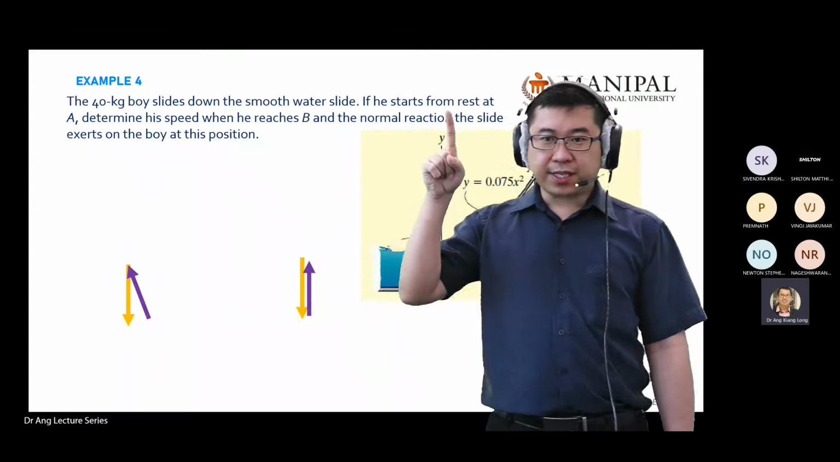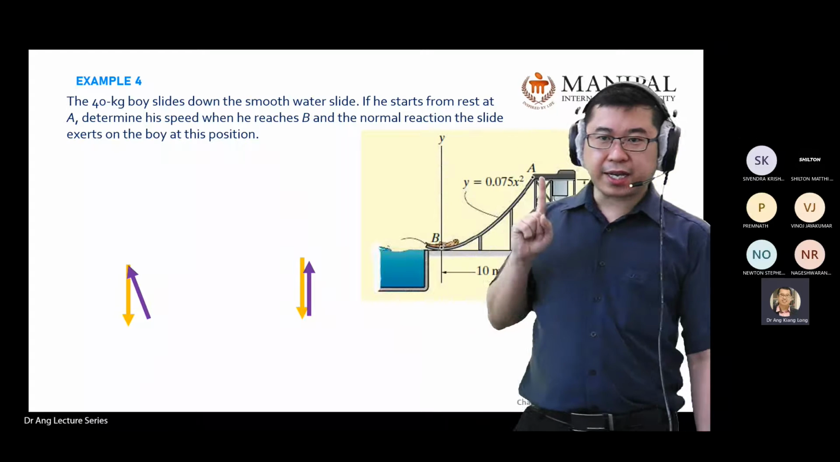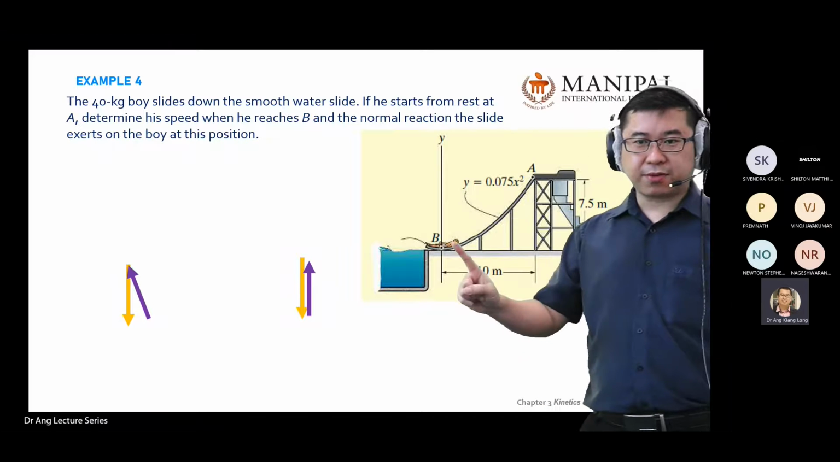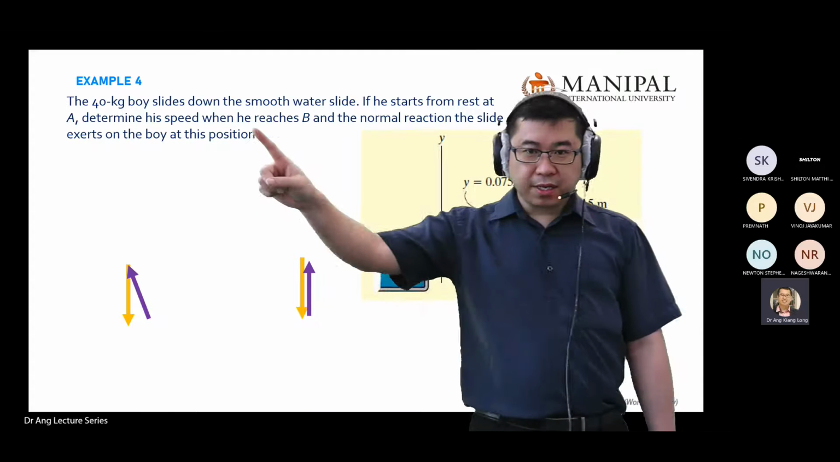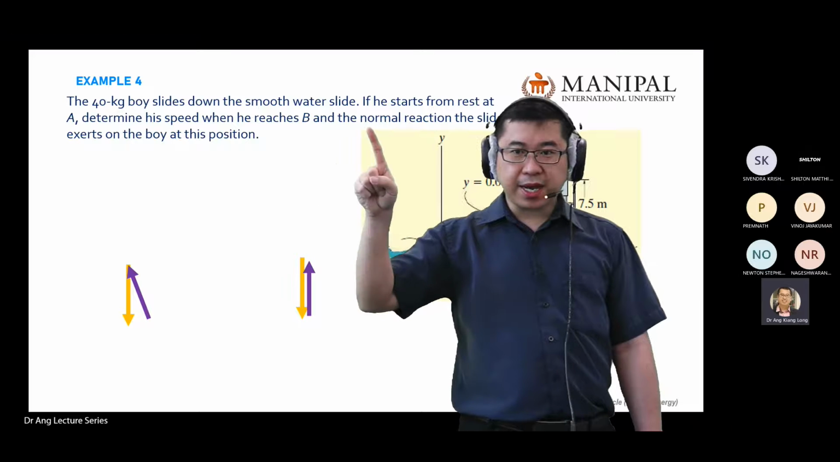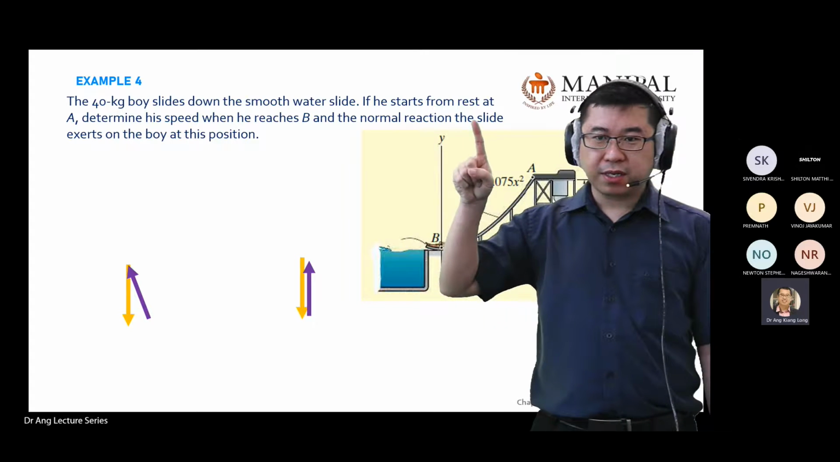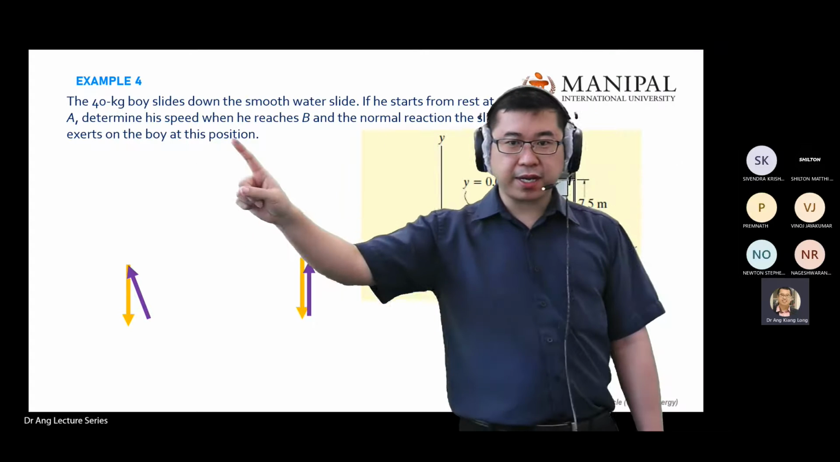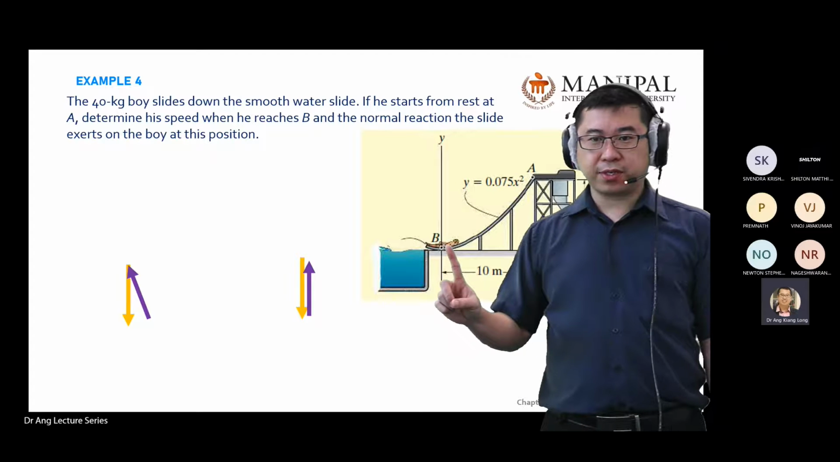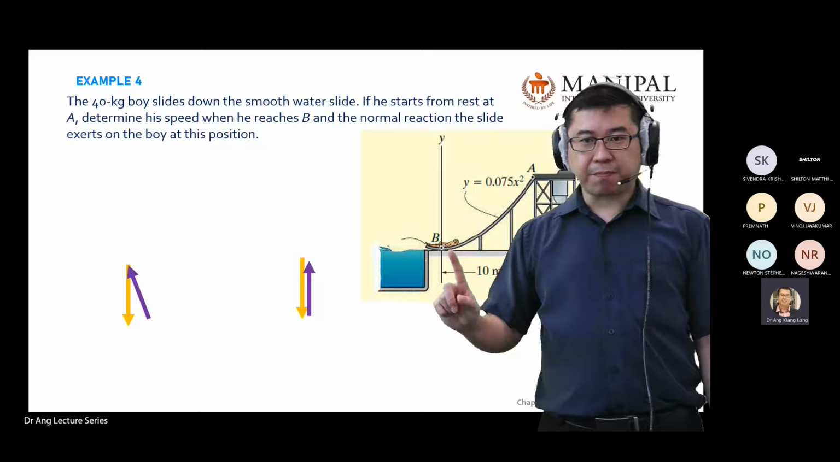If he starts from rest at A over here, start from rest, slide down to B. Determine his speed when he reaches B, and the normal reaction the slide exerts on the boy at this position. We need to find the normal force acting at position B.